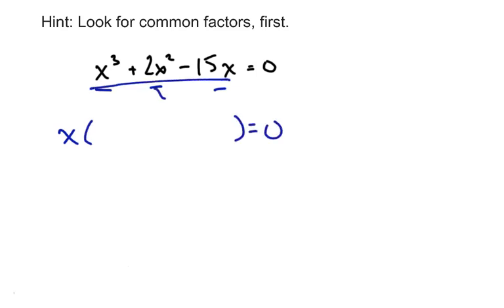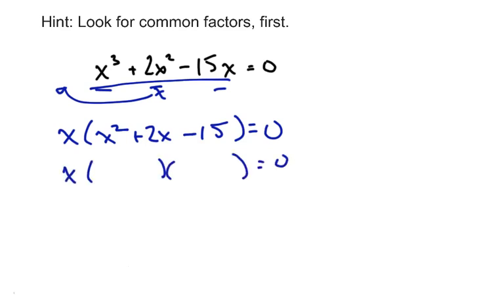And how we do that is dividing the x out, and that brings it outside. So x cubed divided by x is just x squared. 2x squared divided by x is 2x. And 15x divided by x is just the 15. Alright, now what we're left with is a quadratic, which we know how to factor into x and x. And we factor 15 into plus 5 minus 3. And that'll give us a plus 2x in the middle.